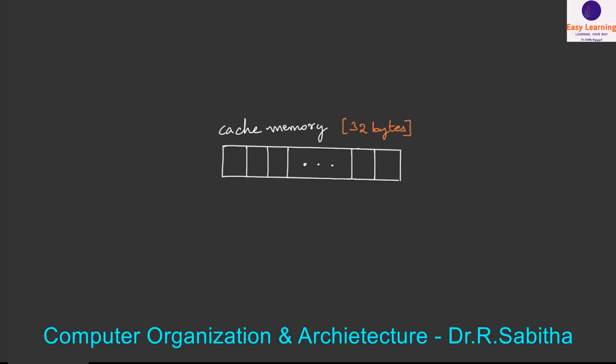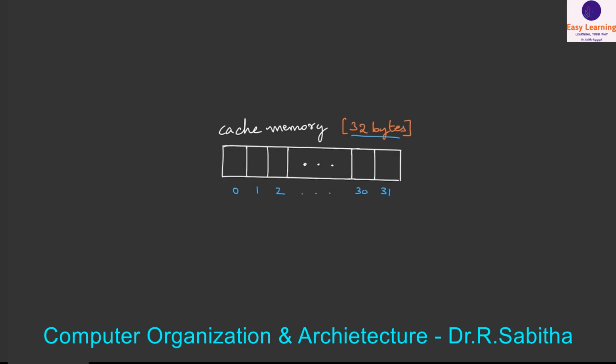So now we will consider the same scenario. Here we are using the cache memory. As I have already told, cache memory is going to be less in size when compared to the main memory. For simple understanding, I have used the size of cache as 32 bytes, so it is addressed from 0 to 31.